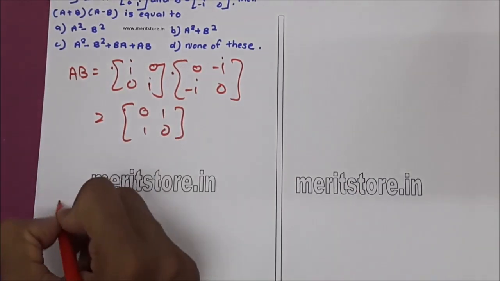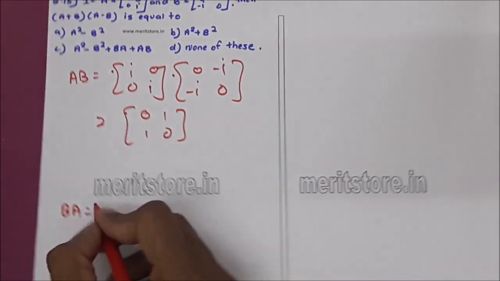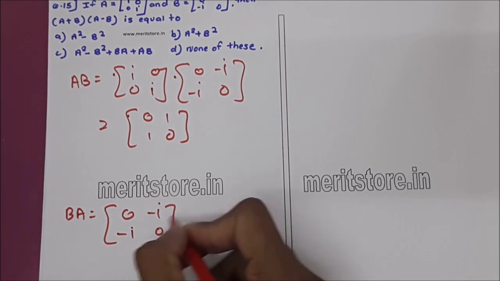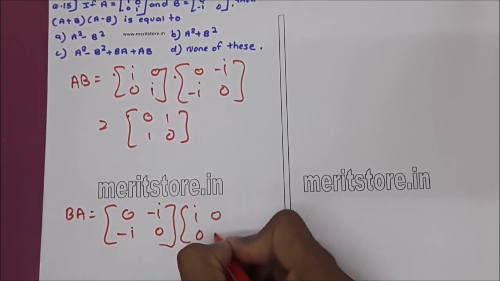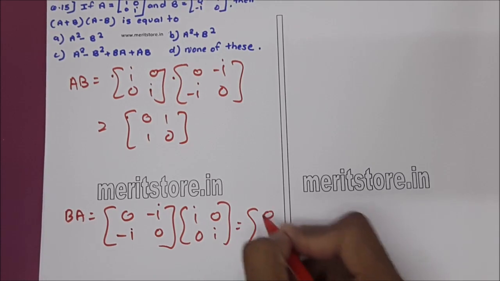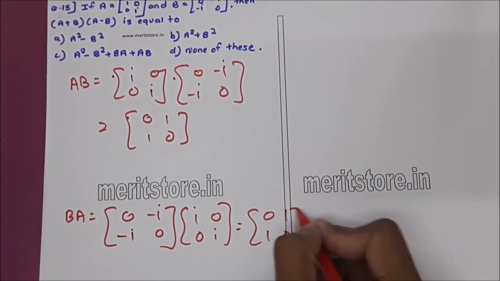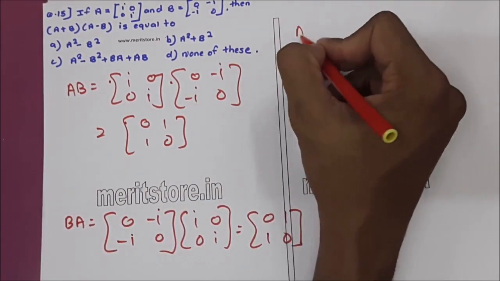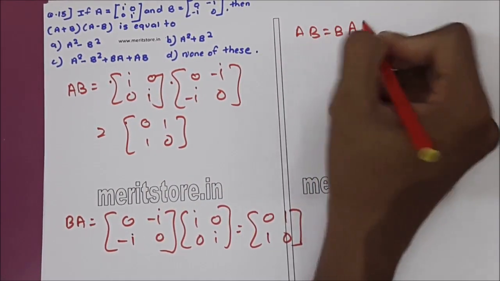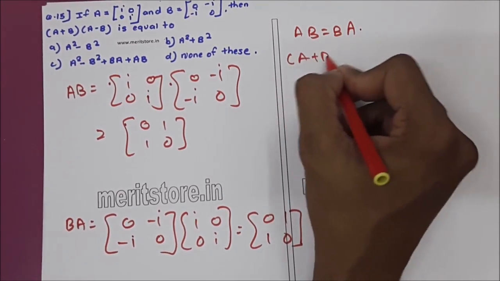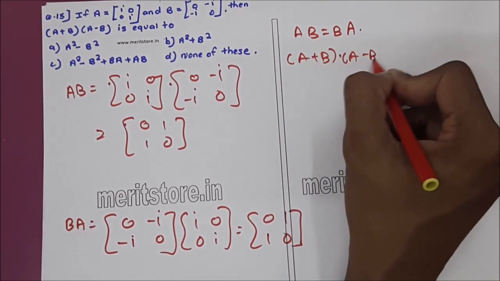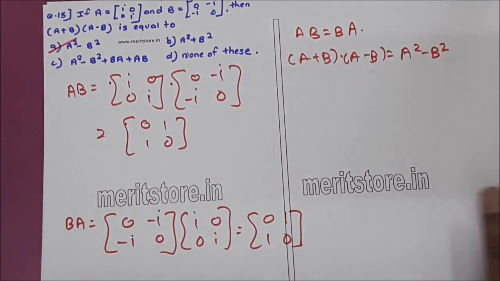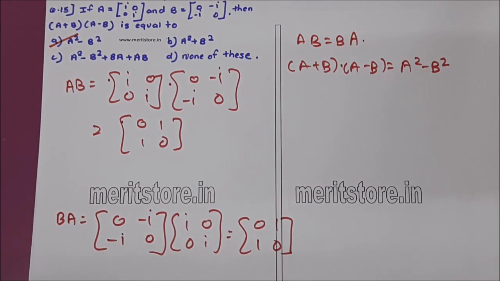We solve for BA, 0, I, minus I, 0 times I, 0, 0, I, and we get 0, 1, 1, 0. If we compare these two matrices, we get AB is equal to BA. So therefore we can conclude that A plus B into A minus B is equal to A square minus B square, which is option A. Option A is the correct answer.